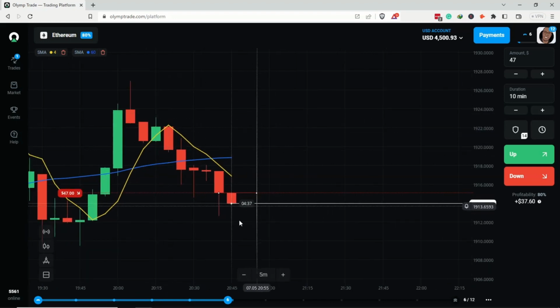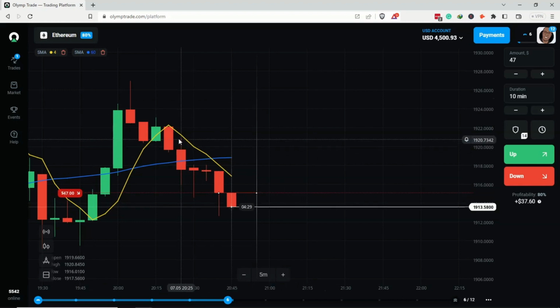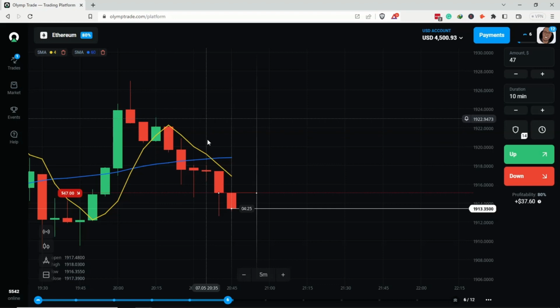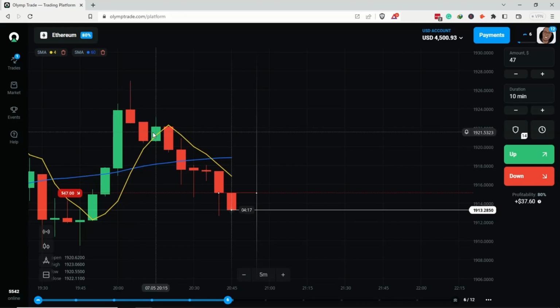Maybe to recap, the reason I've opened a down trade is because according to this moving averages strategy, whenever the 4 SMA crosses the 60 SMA from up going down, that's a sell signal, and whenever it crosses from down going up, that's a buy signal.